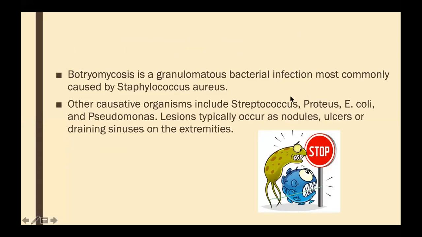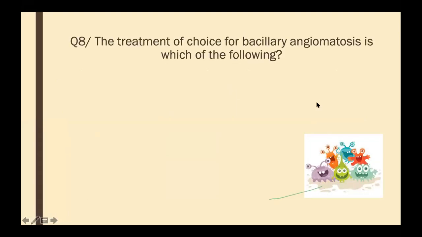So botryomycosis. Okay, let's keep the question. Other causative organisms include Strep, Proteus, E. coli, Pseudomonas. Lesions typically present as a nodule, ulcer, and draining sinuses on the extremity.